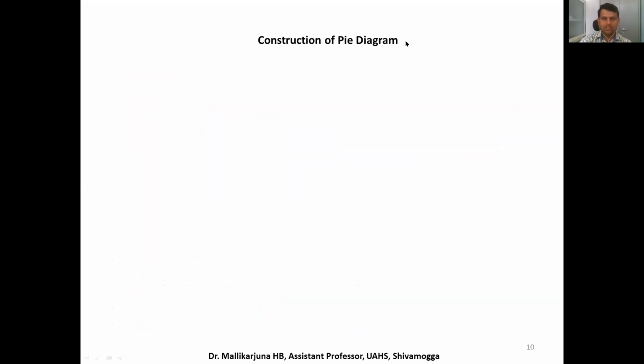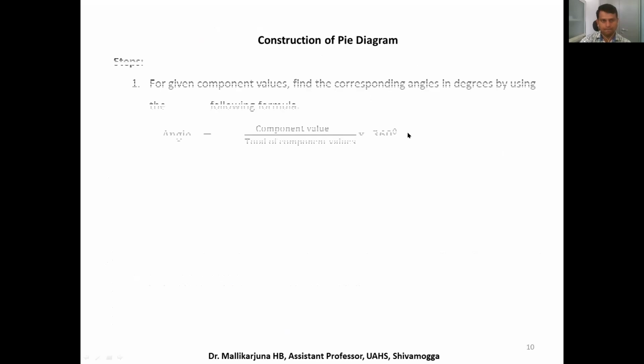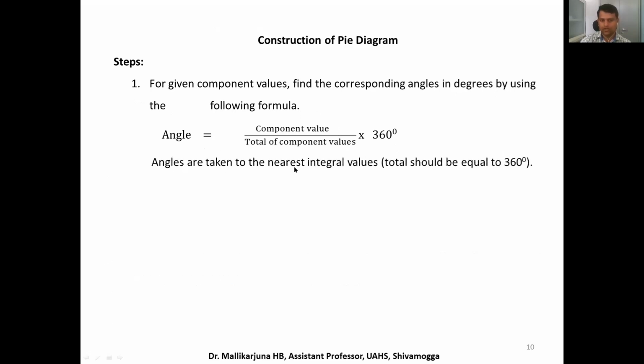Coming to construction of a pie diagram. First thing, for given component values, we have to find the corresponding angles in degrees by using the following formula. Next, these angles are taken to the nearest integral values. Why we have to take nearest integral values: because the total should be equal to 360 degrees.